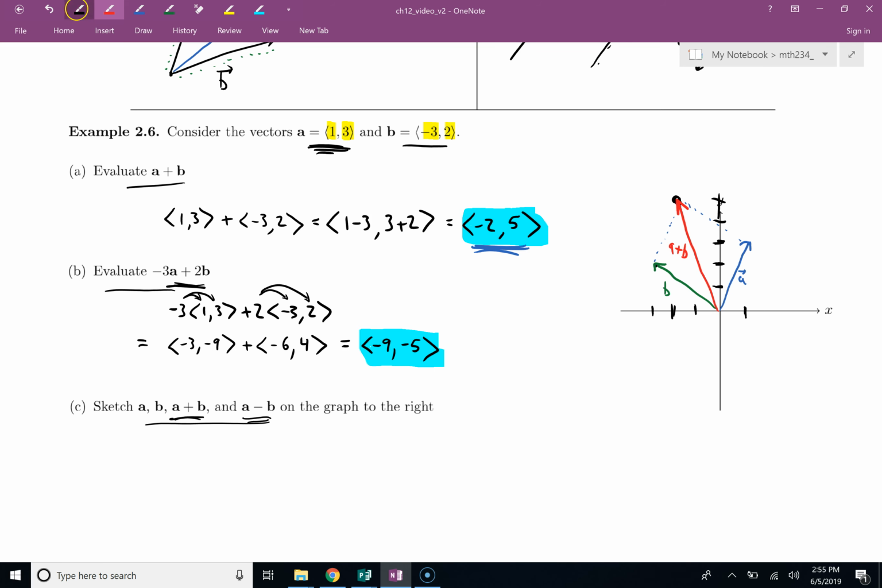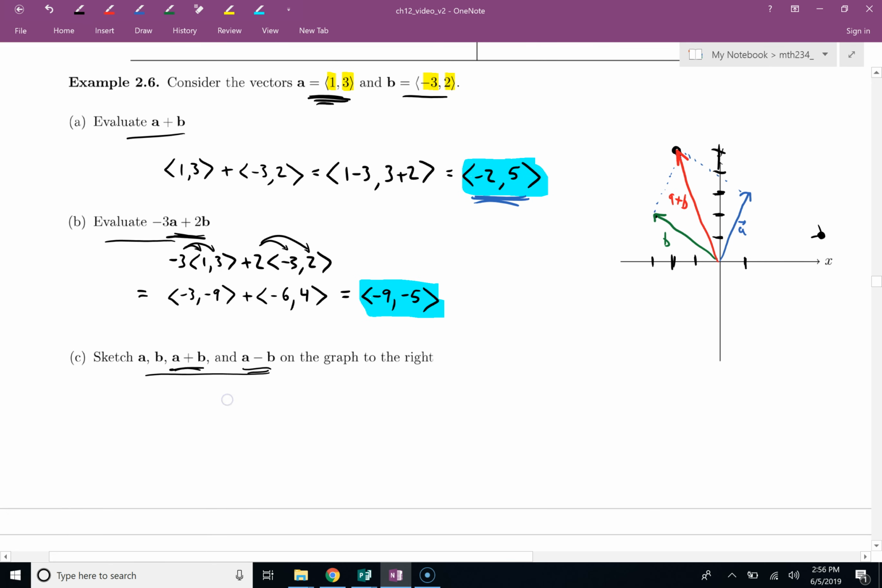And then finally, why don't we just guess where we think A minus B would be? Right, so I need to travel along A, and then I need to travel along B in the opposite direction. So really negative B would be something like this. So here's negative B. And then if I wanted to go along A and then go along negative B, I would need to do something like this, right? So the place that I would end would be maybe down here somewhere.